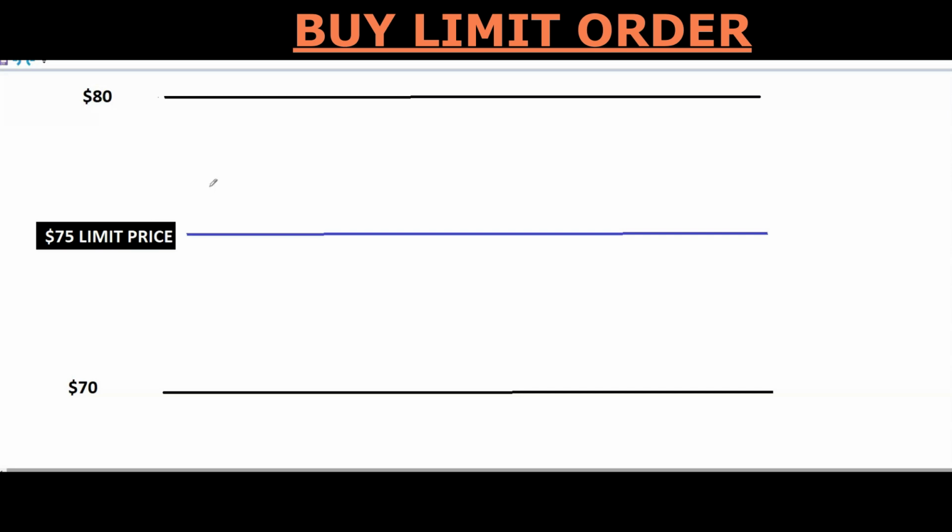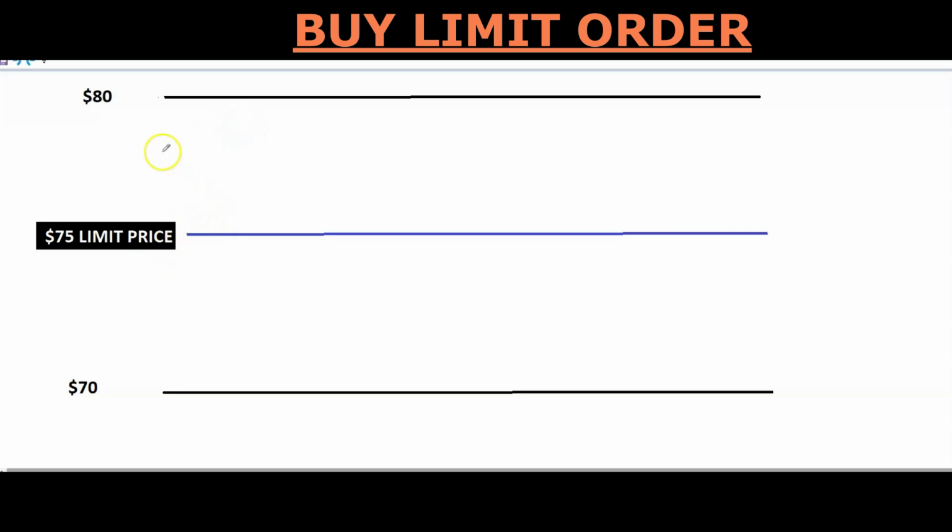Now with a buy limit order, you want to pick up your security at a specific price. That's the limit price. So you're saying, I don't want to spend more than a certain amount of money to open this position. And that amount you're not willing to go over is the limit price. In this situation, it's $75.